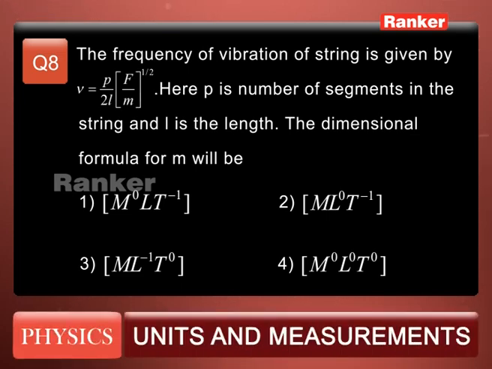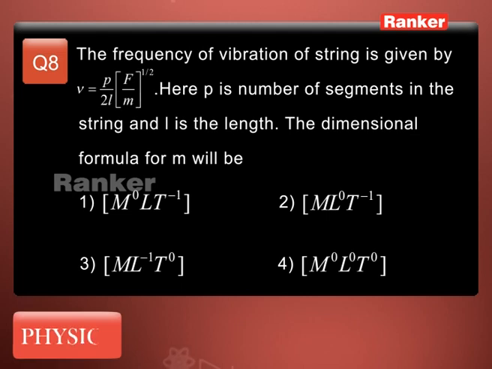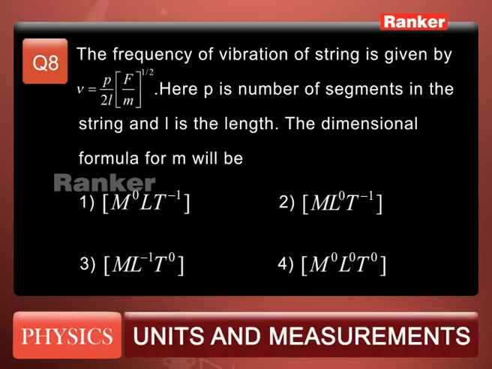The first option is M to the power 0, L T minus 1. Second option is M L is 0, T minus 1. Third option is M L minus 1 T 0. And the fourth option is M 0, L 0, T 0.